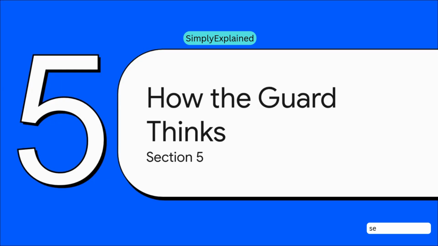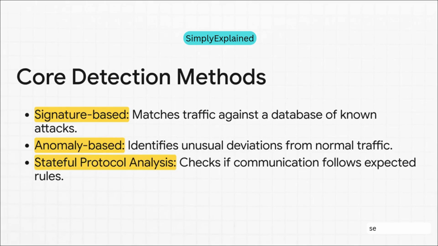So whether it's inline or passive, how does the IDPS even decide what's bad in the first place? What's going on inside that sensor's brain? Let's get into the intelligence behind the whole operation. Well, modern systems usually use a combination of three core methods.